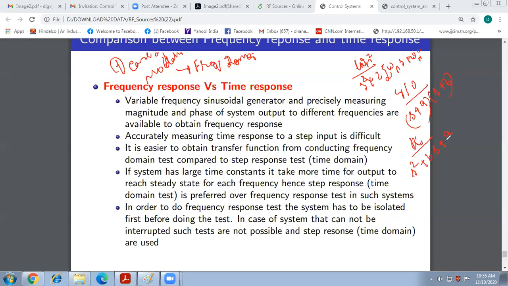In any form, when I have these values, zeta and omega n here, or a and b here, I say I have obtained the transfer function of the system, or I have modeled the system. So the ease of modeling is much more in the frequency domain.